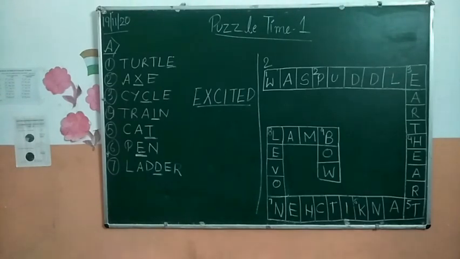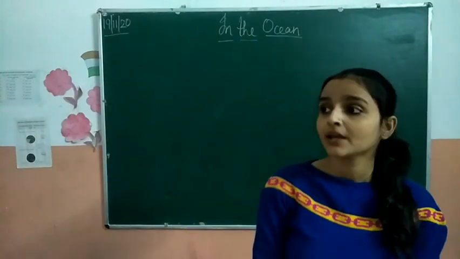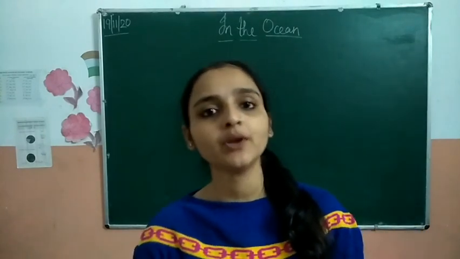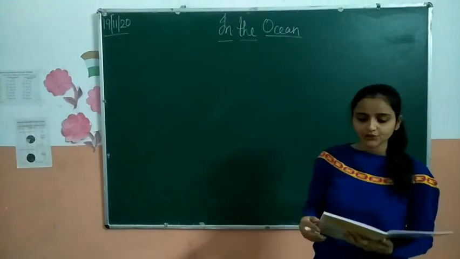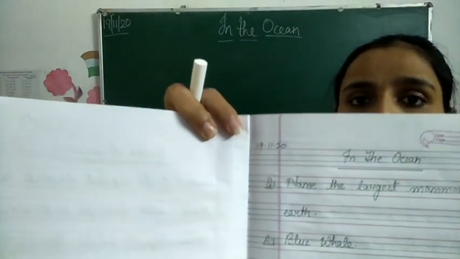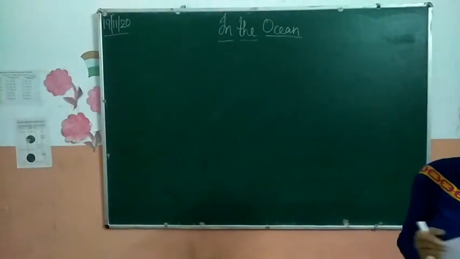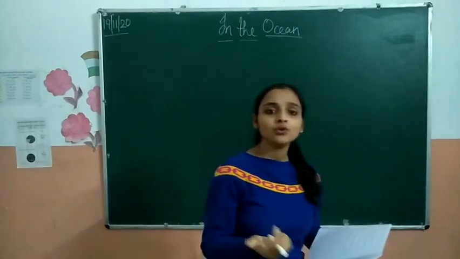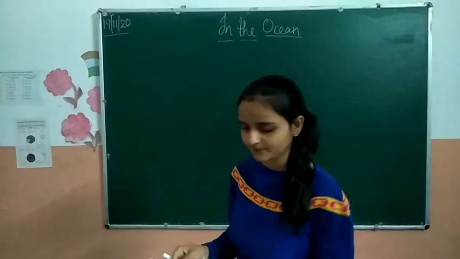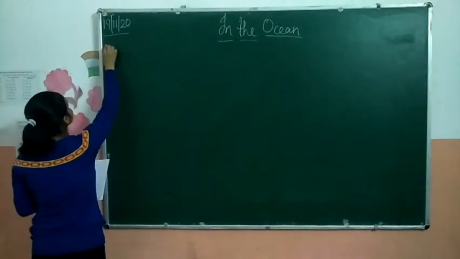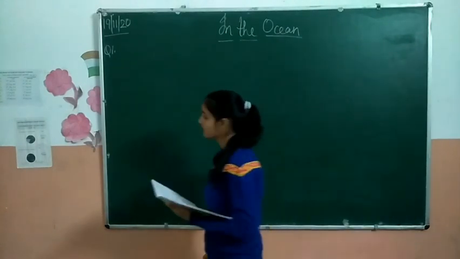Okay beta, now take out your notebook, open a fresh page, and write down today's date, that is 19/11/20. Write down the heading: In the Ocean. You have to write the heading like this and then underline it with the help of a scale and pencil. Okay, today in this topic we will cover ocean mammals. Understood everyone? So shall we start? Okay, now write down question one. Everyone has written date and heading.